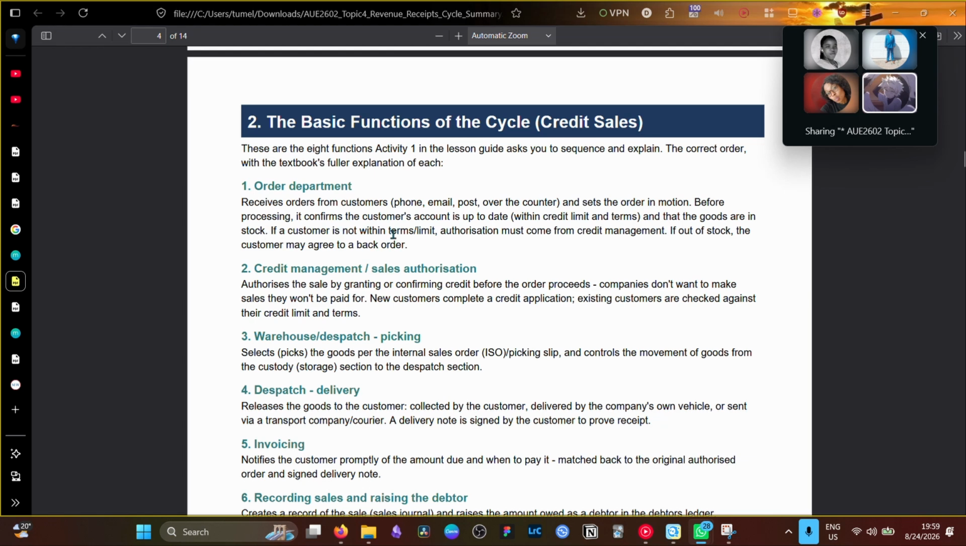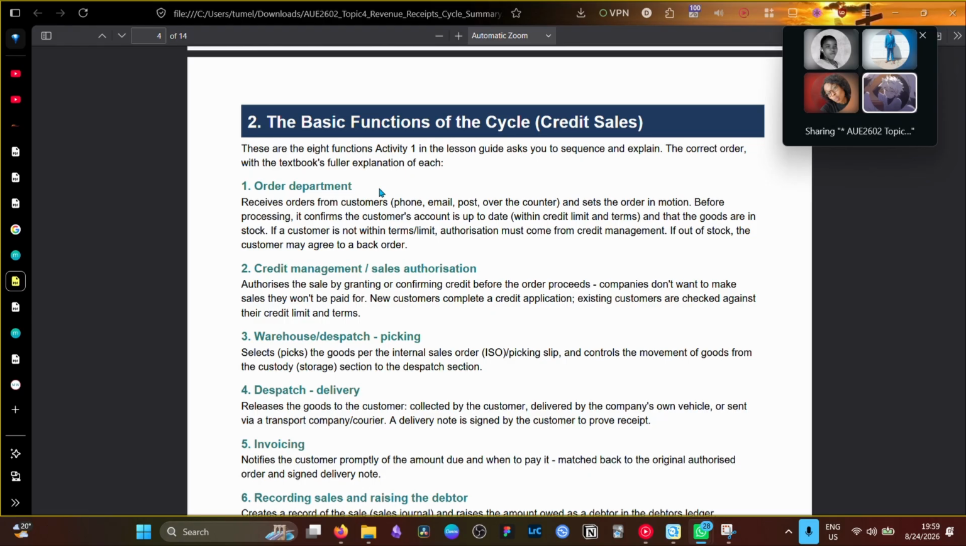If a customer is not within term limits, authorization must come from credit management. If out of stock, the customer must agree to a back order. Okay, so it's clear they're going to tell us what the credit limits and things like that are. But all they are saying here is these people are in charge of receiving that order from the customer. For all customers who order something, they check if they have it in stock. They check if this person is within credit limits.